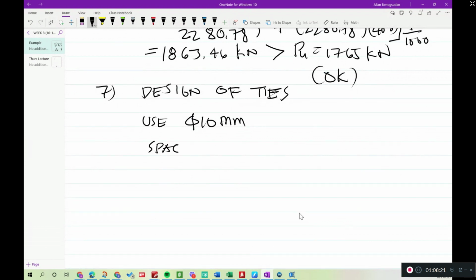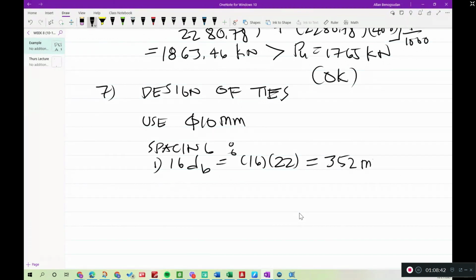So spacing is the least of: number 1, 16 d sub b, which is 16 multiplied by 22, that is your rebar, so that is 352 mm. And number 2, you have to check 48 times the diameter of your 10 mm tie bar. Okay, 48 times 10, that is 480 mm.